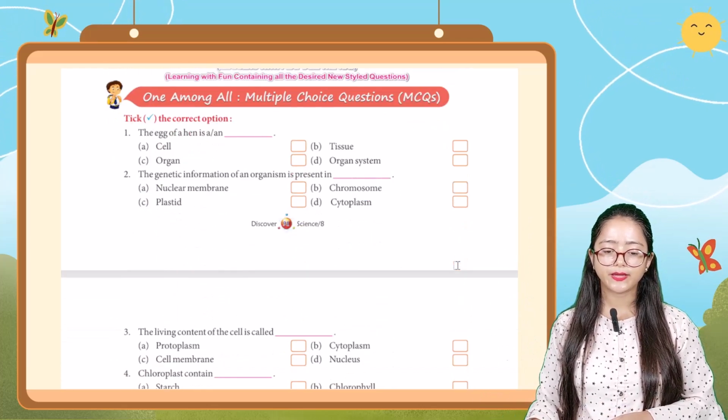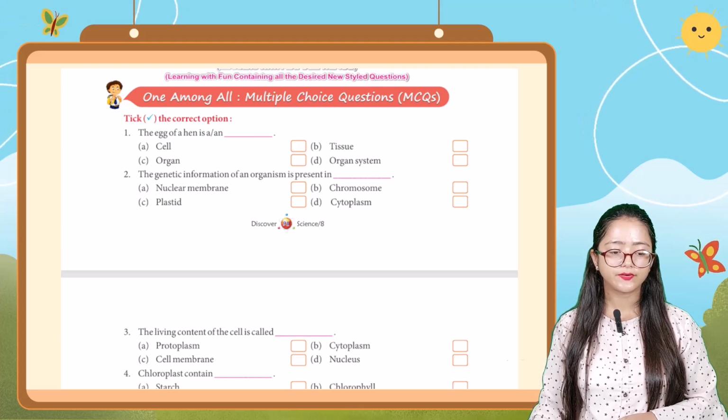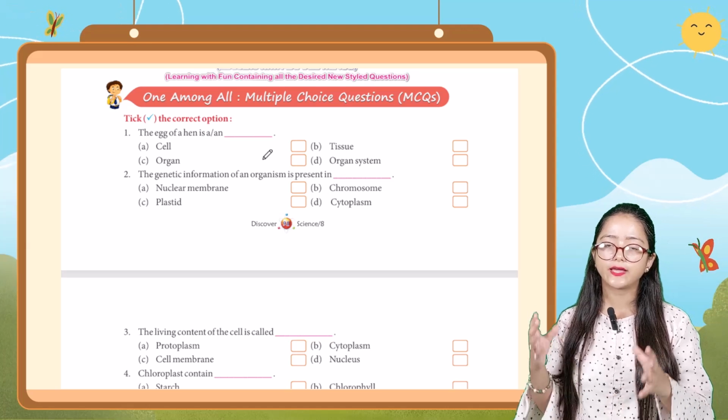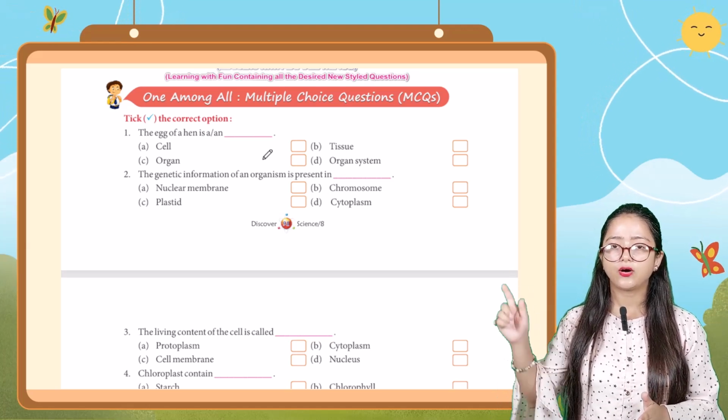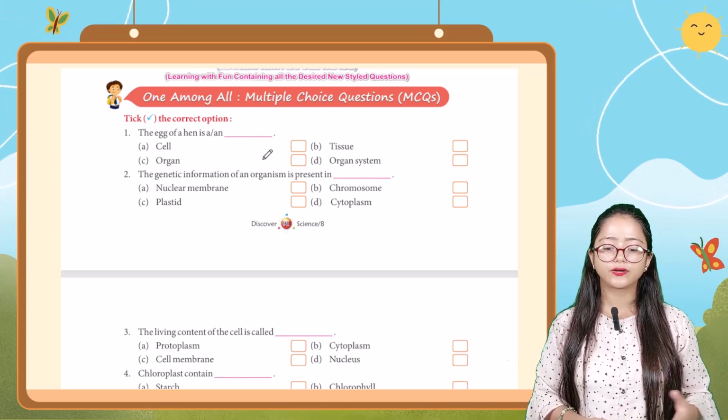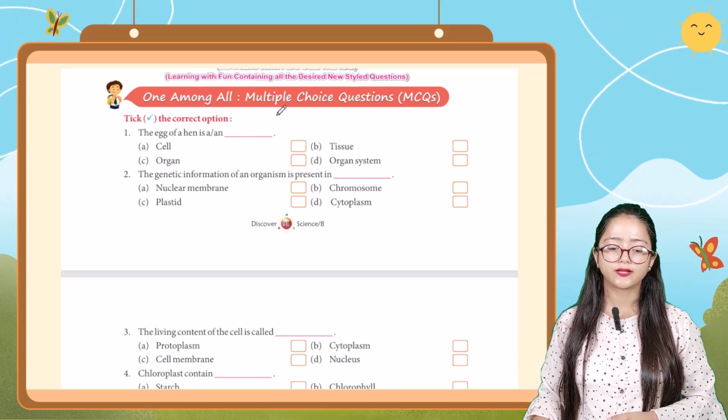Now let's do some exercises. So the first one is multiple choice questions. Tick the correct option. The first one, the egg of a hen is a or an dash. Is it cell? Is it tissue? Is it organ? Or is it organ system? So the answer is cell.